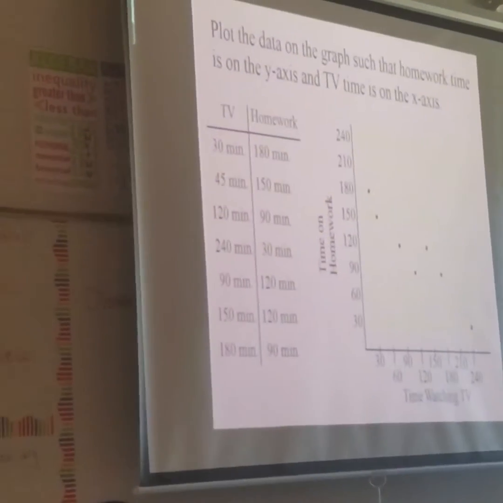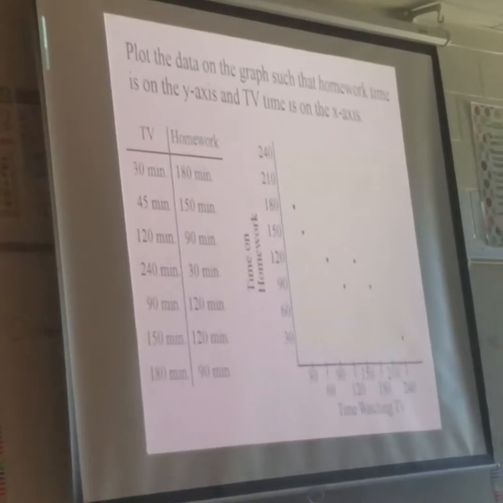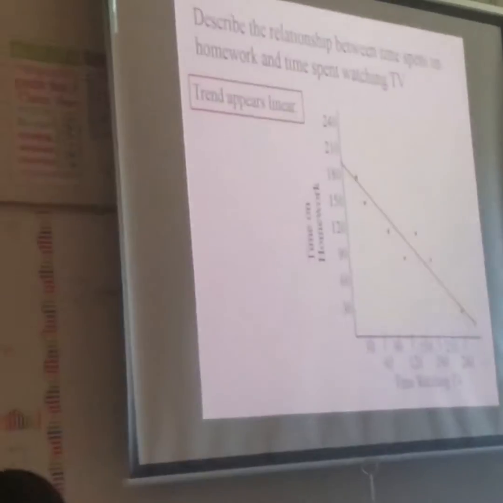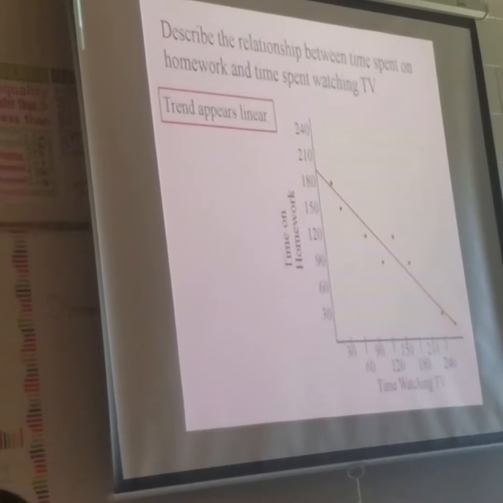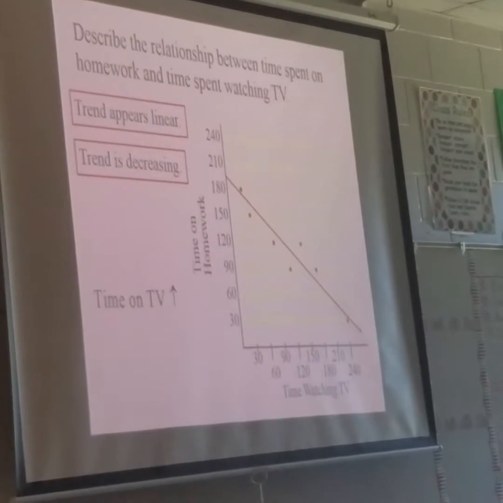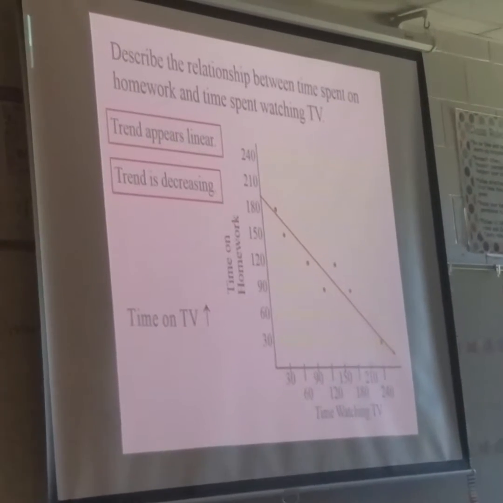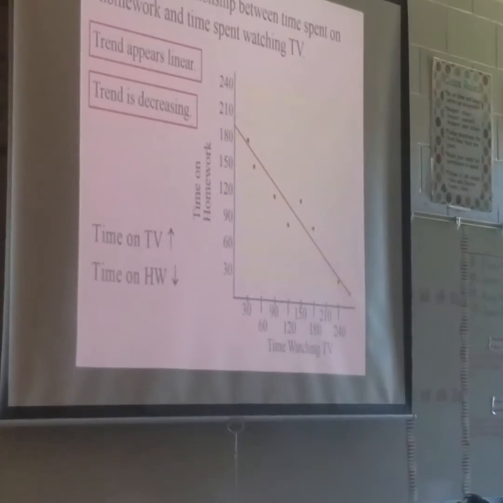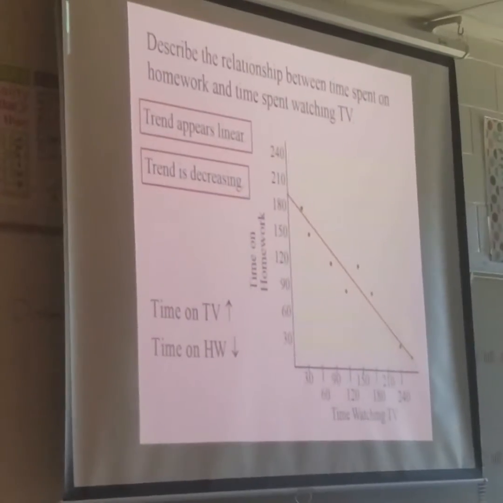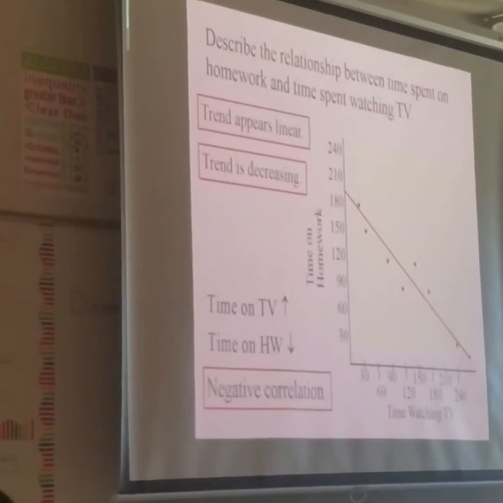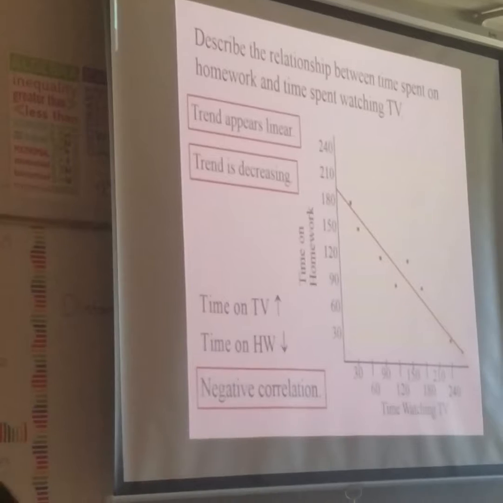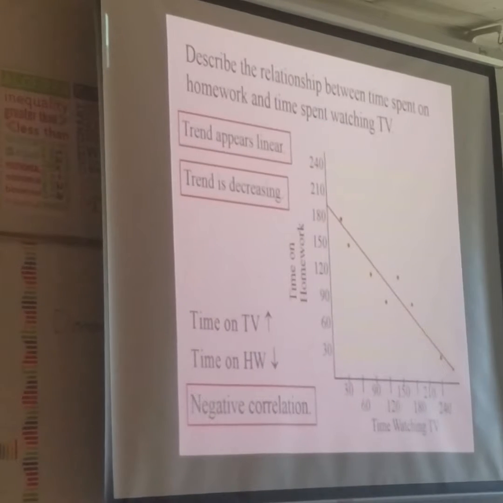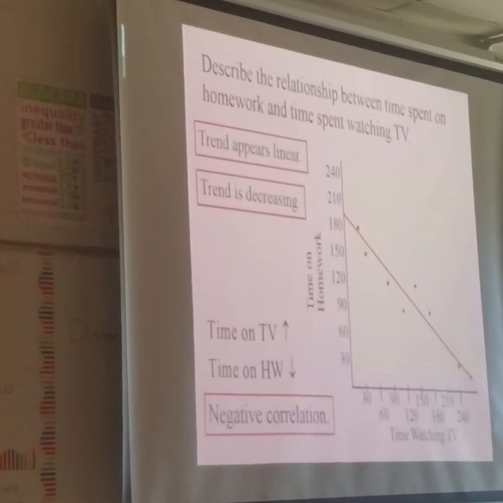Okay, so what do we notice about this trend here? It's going down. So it appears to represent a linear negative trend. It appears linear because we're able to draw a line here with our ordered pairs. But the trend is decreasing. So your time on TV went up and your homework time went down. We had one going up, one going down. That's negative. So that's gonna represent a negative correlation. Questions?